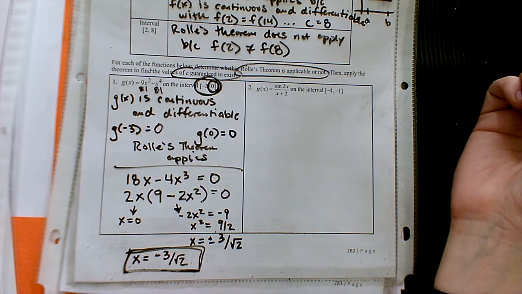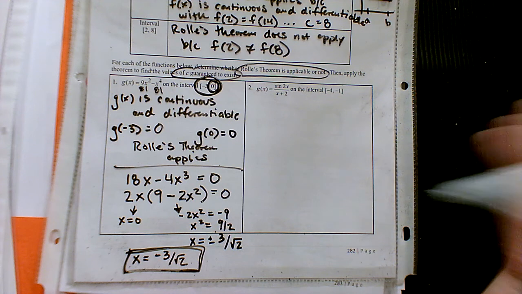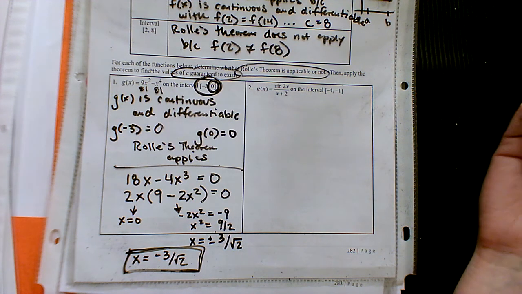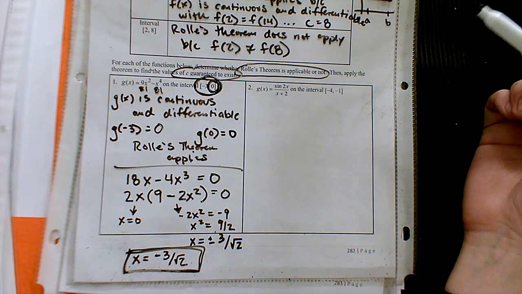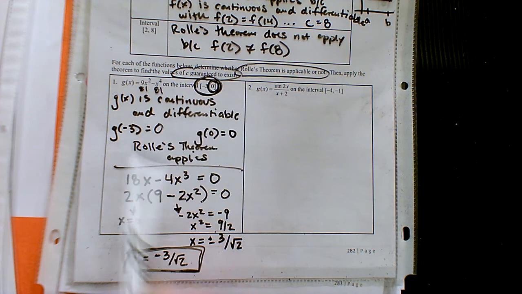What about 2? Can we check the conditions first? Before you immediately go into derivative and set it equal to 0, can we check these conditions? Are we continuous? Are we differentiable? Are the endpoints the same?